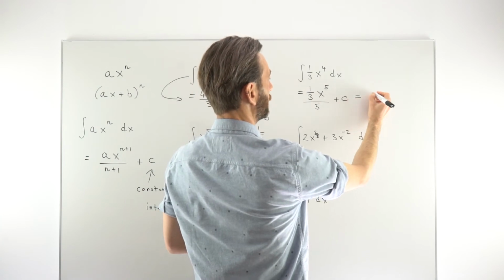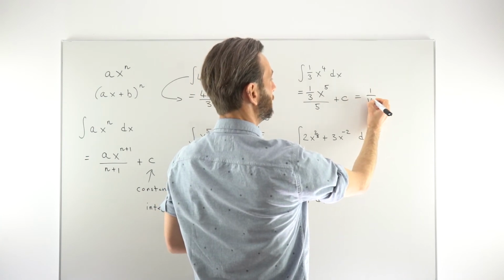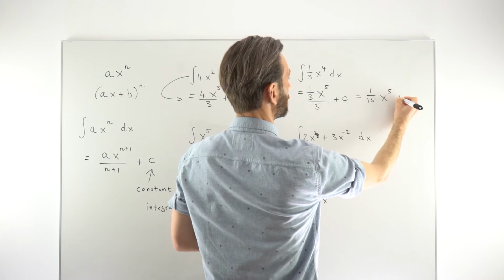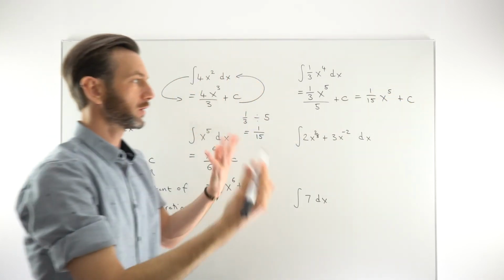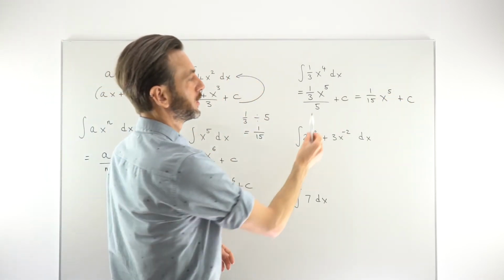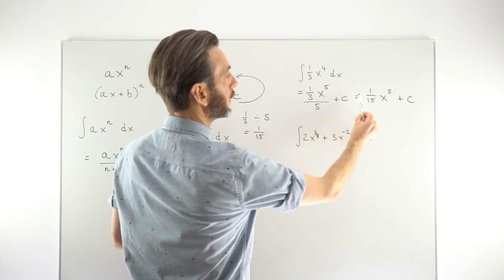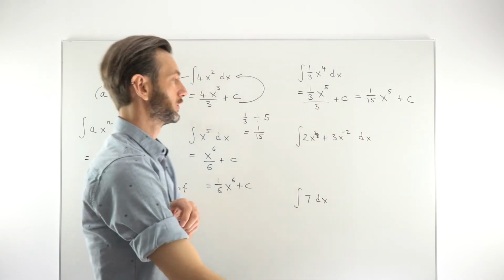So we could just take another line to write that as 1/15 x to the power of 5 plus c. And what you'll maybe find, as you start to get more comfortable with these formats, you probably will just skip this line here and go straight to that as your final answer.